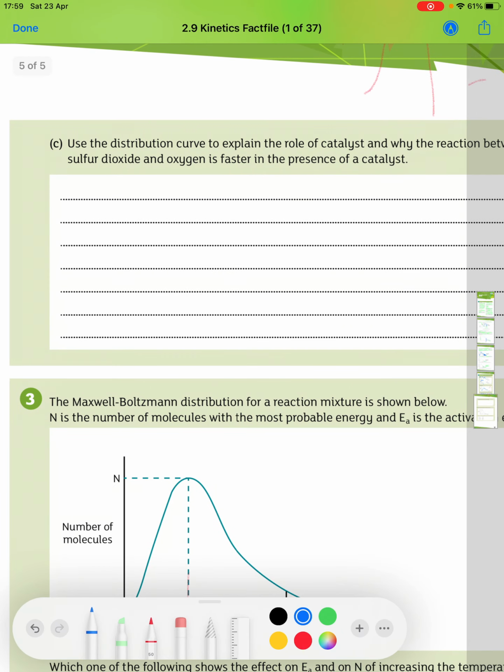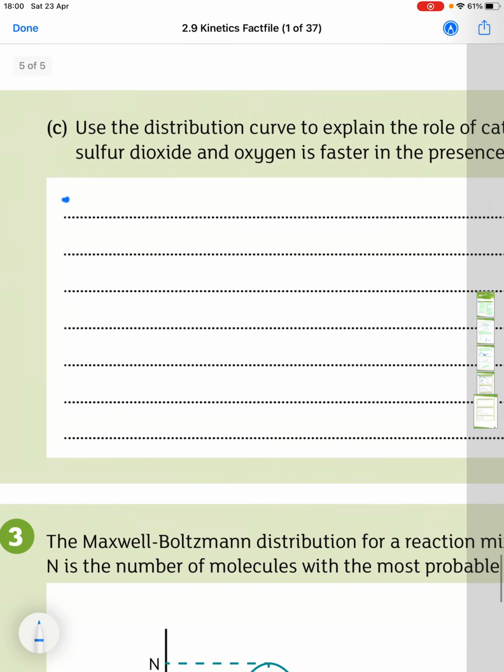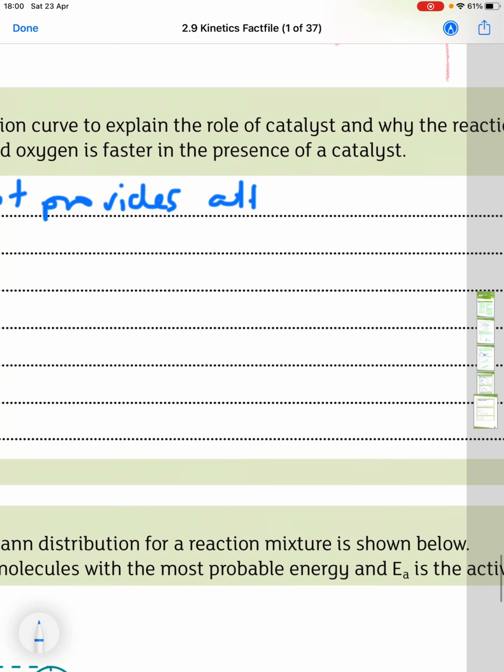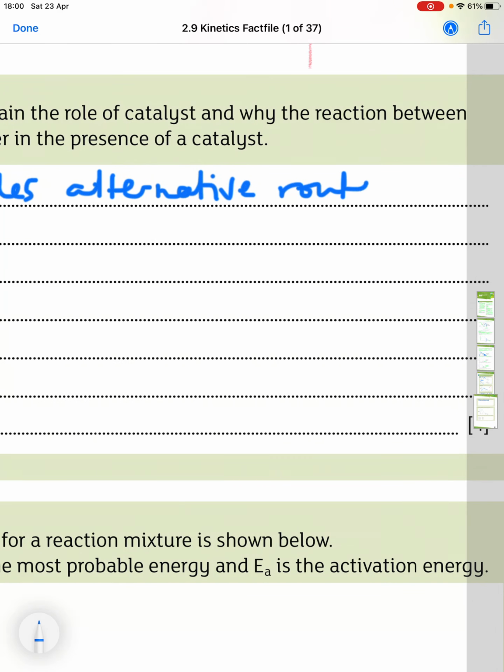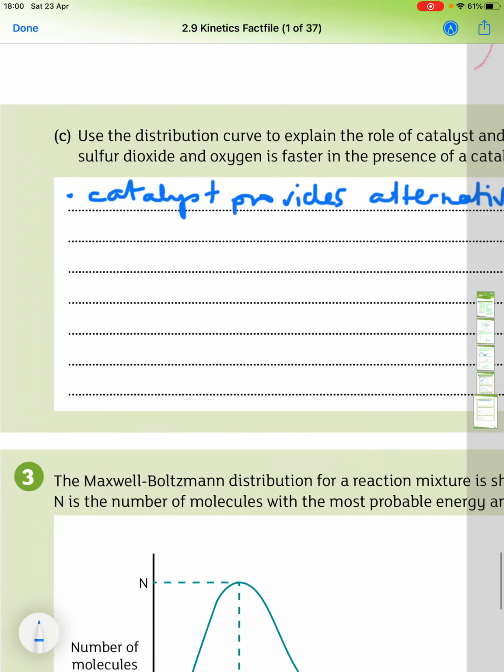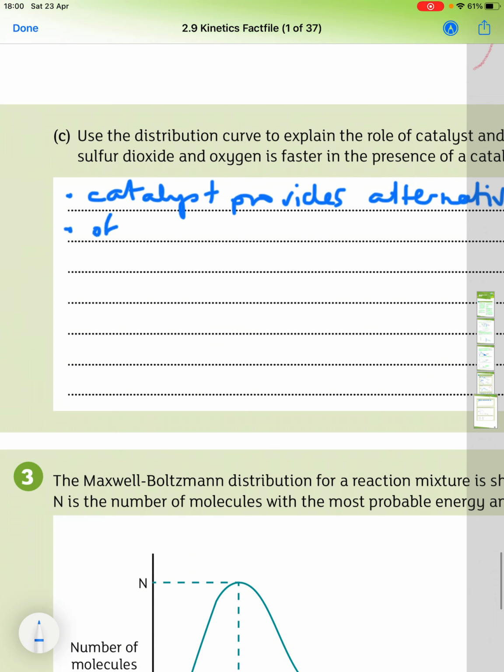Okay, so use the distribution curve to explain the role of catalyst and why the reaction between sulfur dioxide and oxygen is faster in the presence of the catalyst. So the first thing you need to say is that the catalyst provides an alternative route. The second point is that that route is of a lower activation energy.